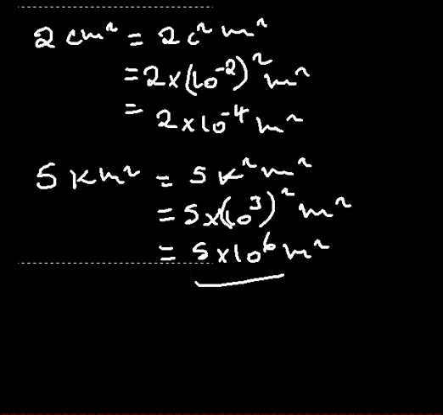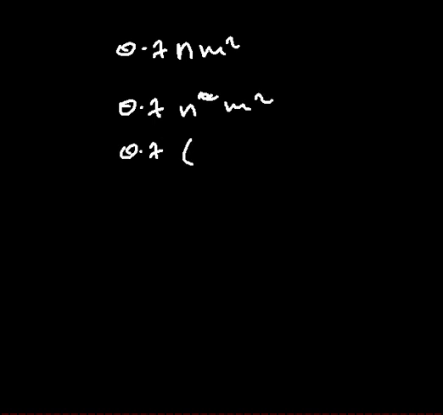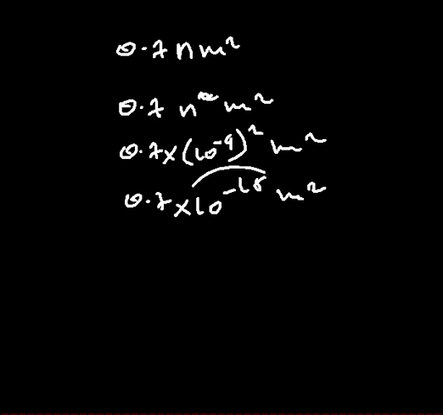And how about, let's say we have 0.7 nanometer square. How should you have that? The principle remains the same. We have it as 0.7 nano square meter square. And what is the value of nano? 10 to the power negative 9, all to the power 2. And the meter square, that will be given as 0.7 times 10 to the power negative 18 meter square. We'll have it as that.